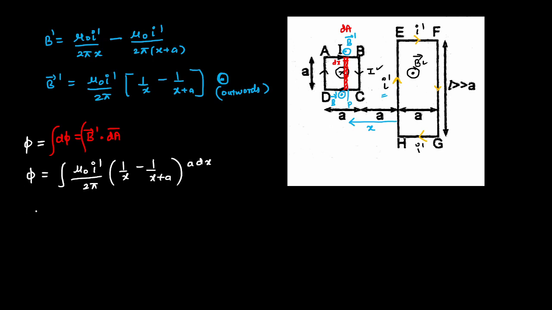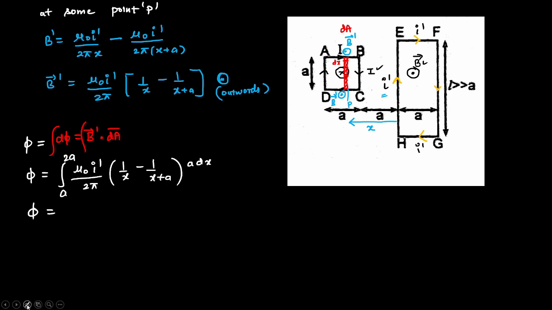So using that information, we'll get flux equals, we have to integrate this, and our variable here is x, and x varies from a to 2a. That's how it varies. And here I'm considering the magnetic field contribution at some point P. At the point P, the magnetic field is given by this.